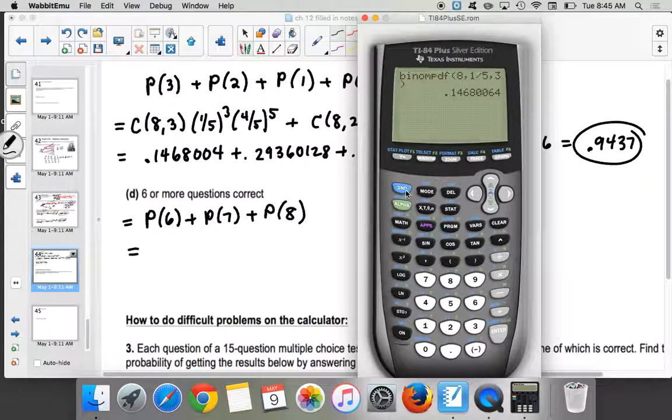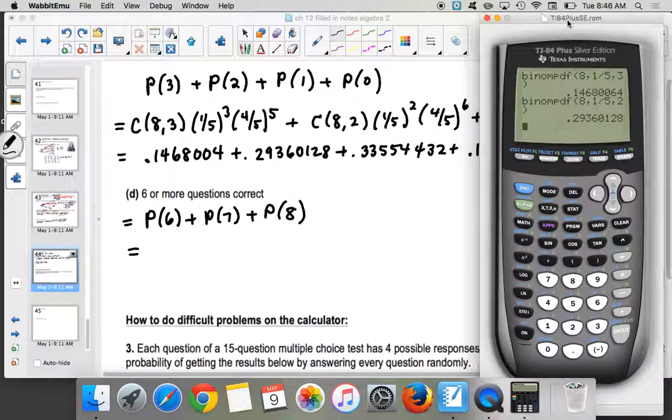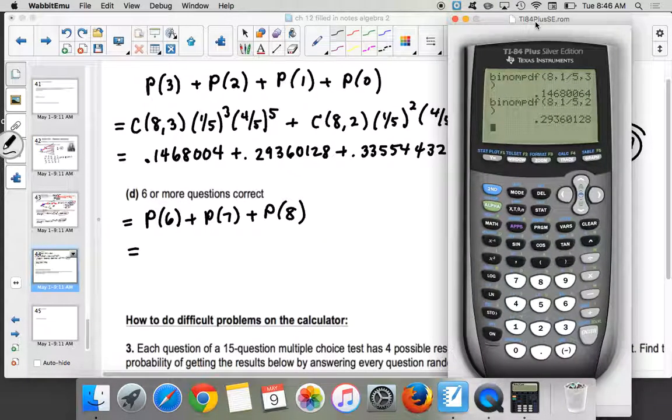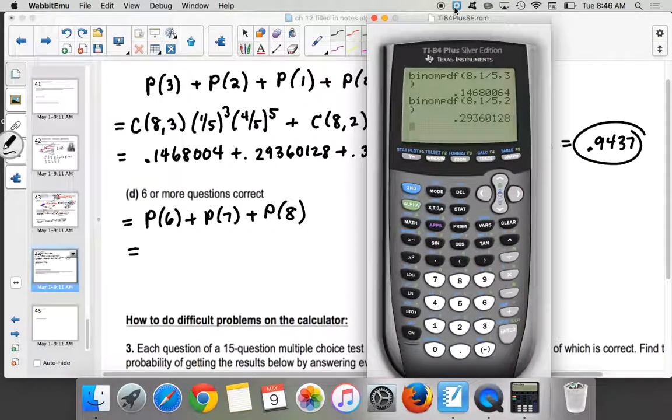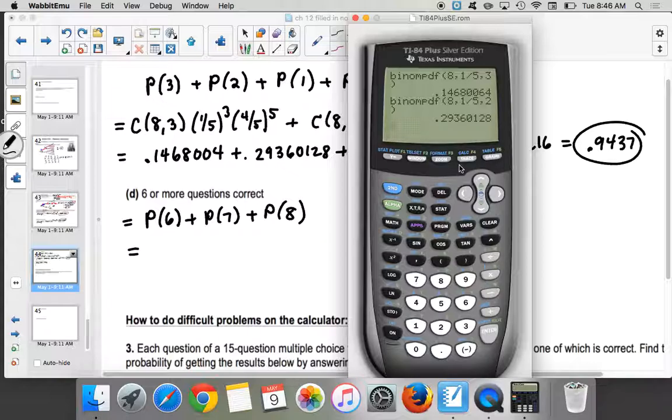So I could do second enter, and I could put in 8, probability that I get it correct is 1/5, and then I want 2 right, was the next number. And then that gives the next number, 29360,128. Do we see it? And you can find all those numbers and you can add them together.